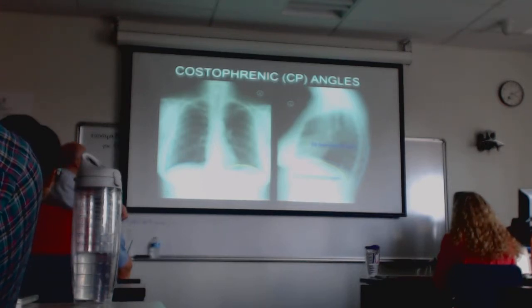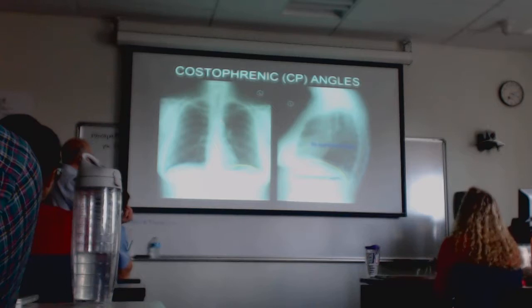angles. So when you're looking at a chest X-ray, you're obviously looking at those midline structures. You're looking at all those borders to make sure that you can see them all well. You're looking at the costophrenic angles. Your eyes need to go to all of these spaces.